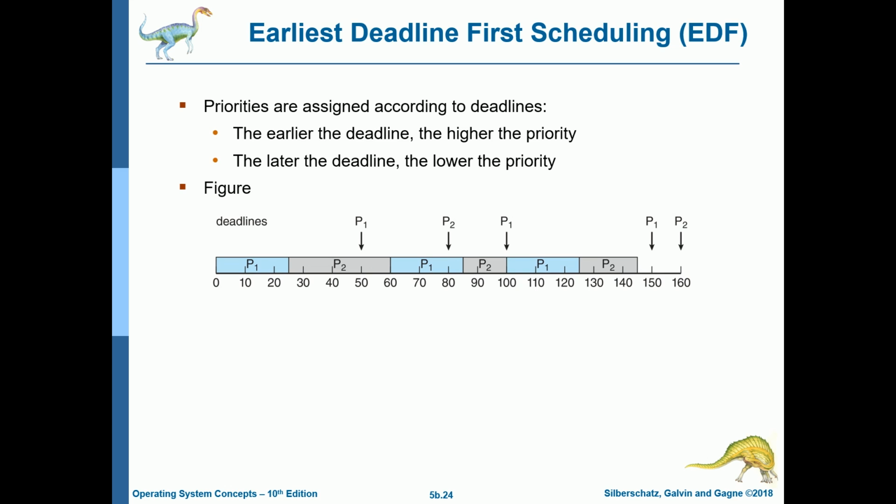Another approach is called earliest deadline first scheduling. This scheduling assigns priorities dynamically according to their deadline. The earlier the deadline, the higher the priority. The later the deadline, the lower the priority. Under the EDF policy, when a process becomes runnable, it must announce its deadline requirement to the system. Priorities may now have to be adjusted to reflect the deadline of the newly runnable process. Note that this differs from rate monotonic scheduling, where the priorities are always fixed.